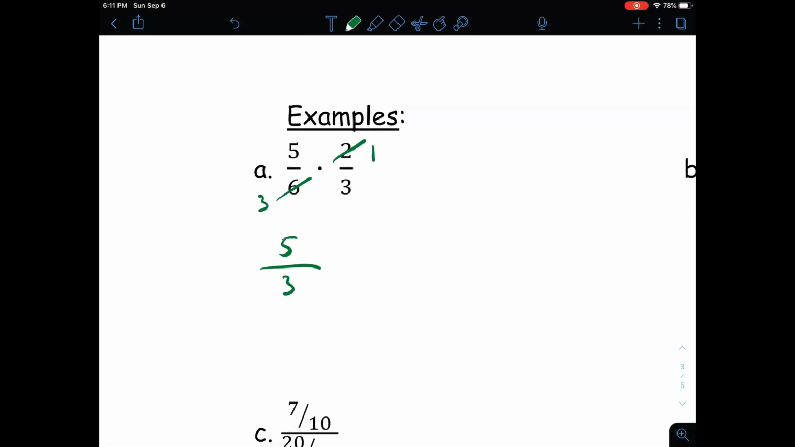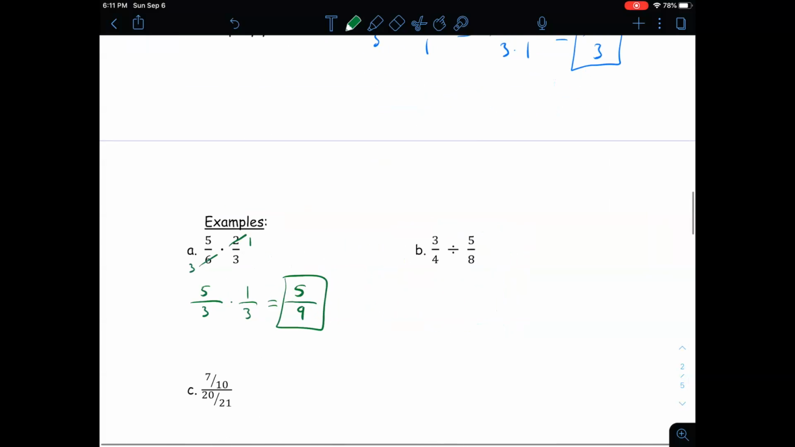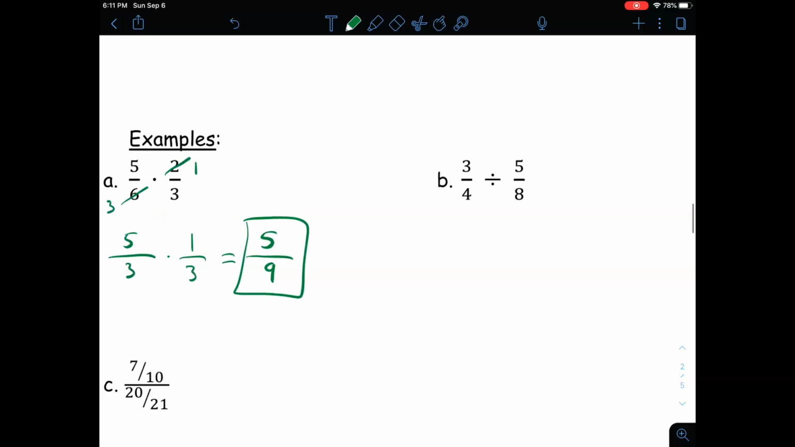So now our new expression is going to be 5 over 3 times 1 over 3. That's multiplying fractions, no big problem. Top times top over bottom times bottom. 5 times 1 is going to be what? And 3 times 3 is going to be what? Nice. Okay. And then here comes B.